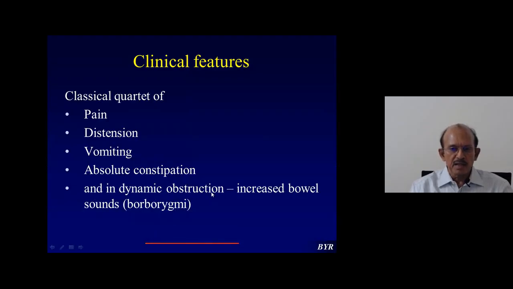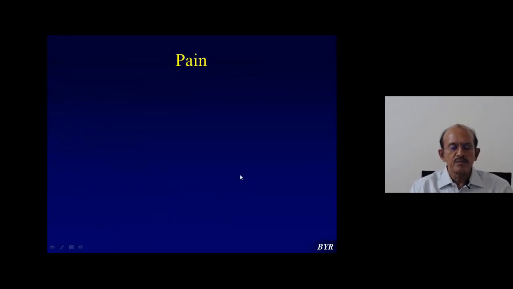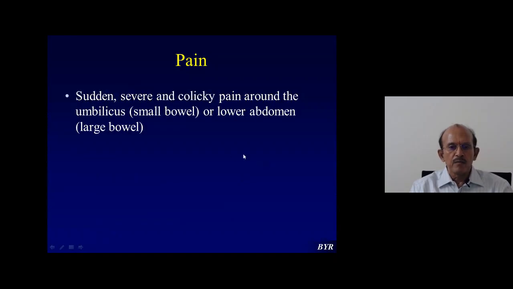And in dynamic obstruction, there are increased bowel sounds. That is borborygmi. Pain: the character of the pain is sudden, severe, and colicky. It is usually placed around the umbilicus in case of small bowel obstruction. In case of hindgut obstruction, it will be in the lower abdomen, that is the suprapubic region.